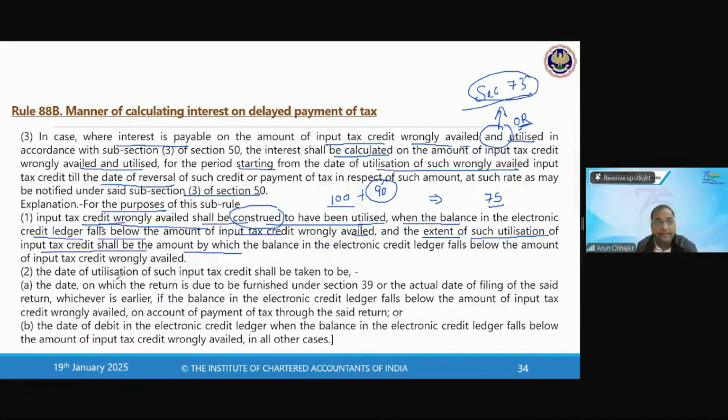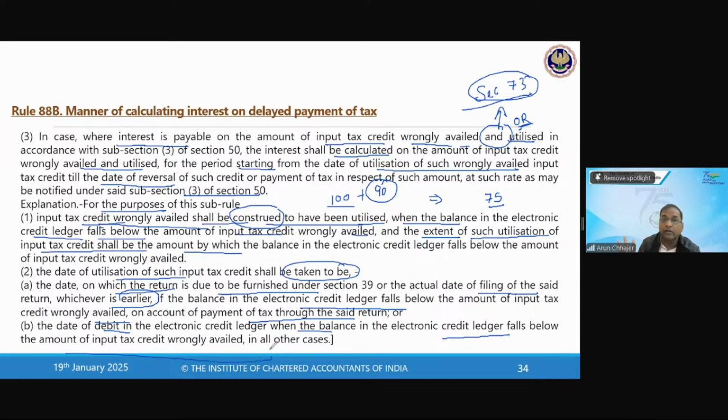Okay. What is the meaning of the date of utilization? The date on which the return is due to be furnished, or the actual date of filing, whichever is earlier, if the balance in the ECL falls below the amount of the wrongly availed ITC on account of payment of tax through the said return, and the date of debit in the ECL when the balance falls below the amount of ITC wrongly availed in all other cases.